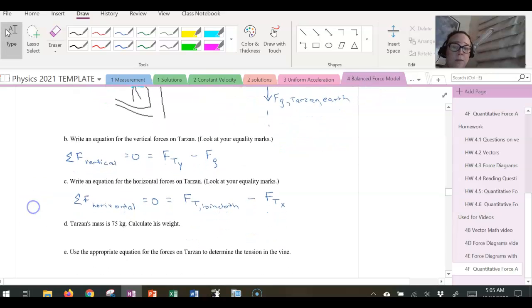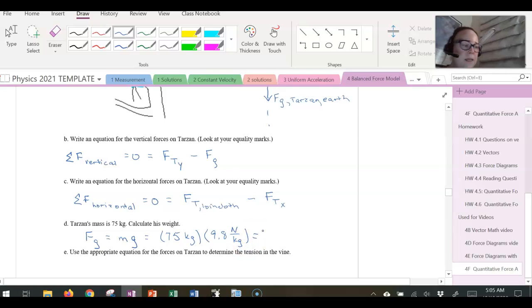Okay, now they're giving me Tarzan's mass and want me to calculate his weight. Well, I know that the weight is his mass times the acceleration due to gravity. So 75 kilograms times the 9.8 newtons per kilogram. So he weighs 735 newtons.